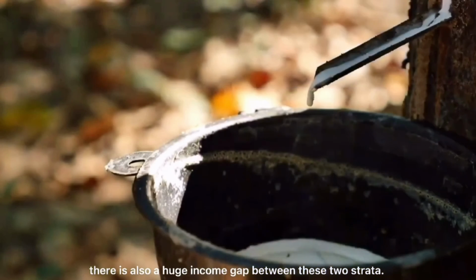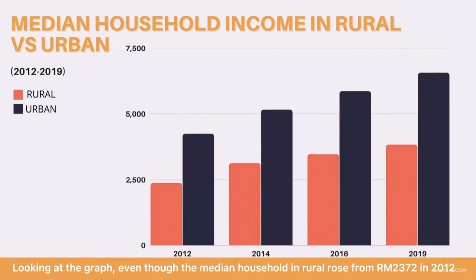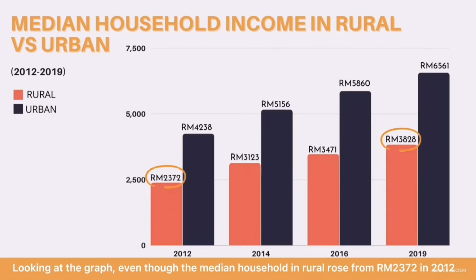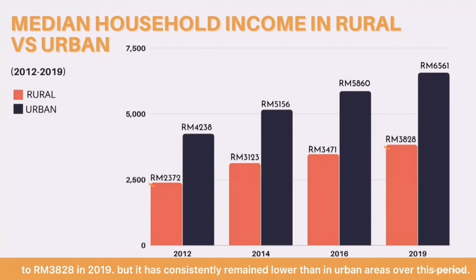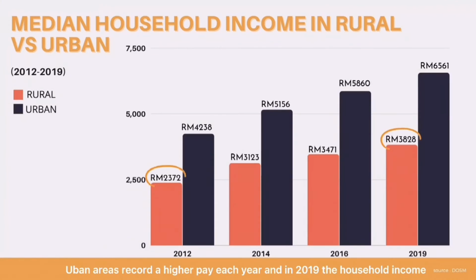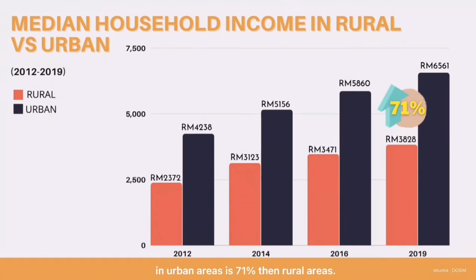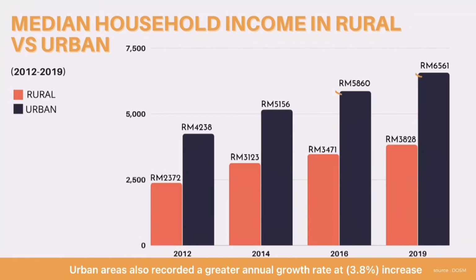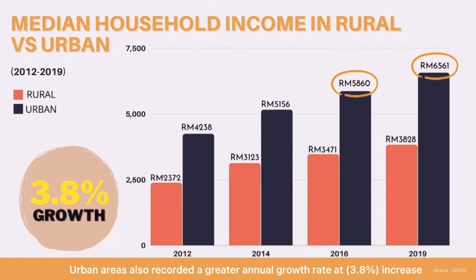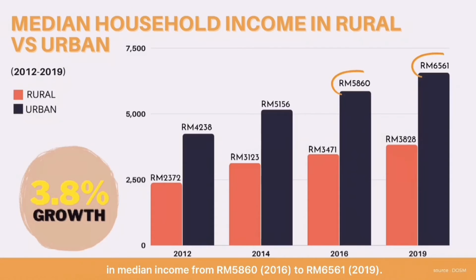In Malaysia, when we talk about income in rural and urban areas, there is also a huge income gap between these two strata. Looking at the graph, the median household income in rural areas rose from 2,372 ringgit in 2012 to 3,828 ringgit in 2019, but it has consistently remained lower than in urban areas over this period. Urban areas recorded higher pay each year, and in 2019, the household income in urban areas was 71% higher than rural areas.